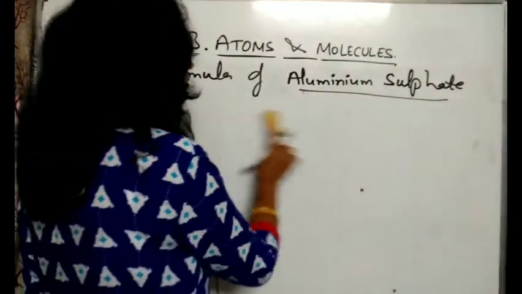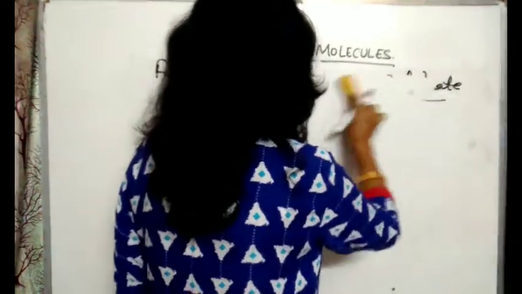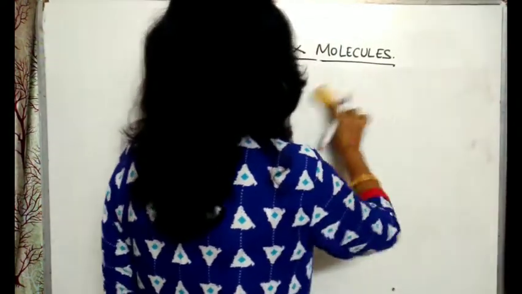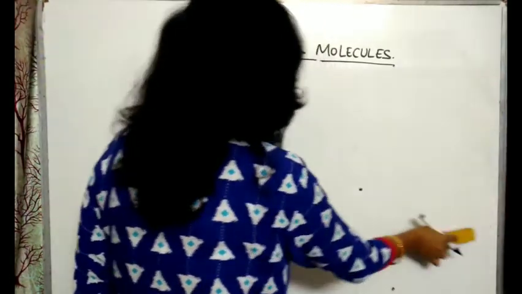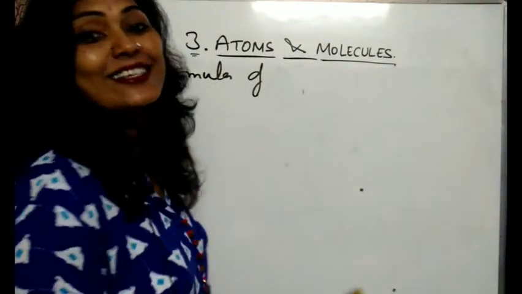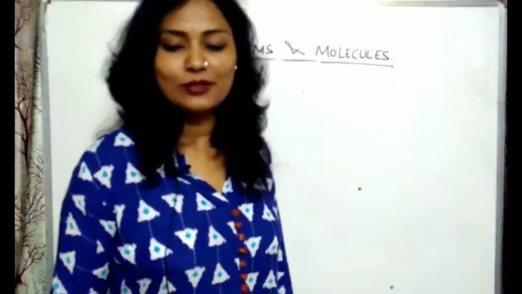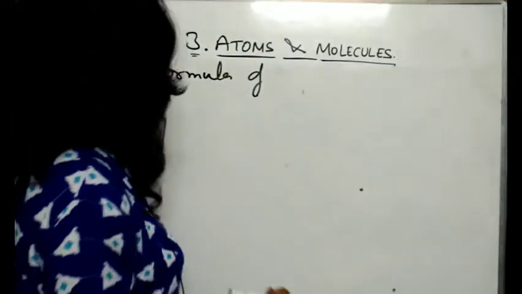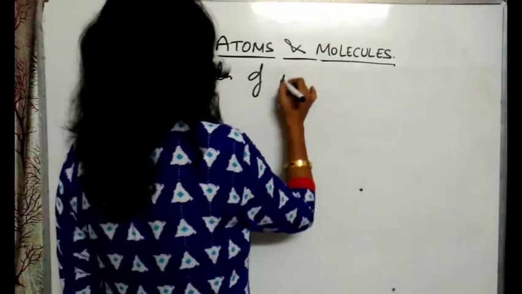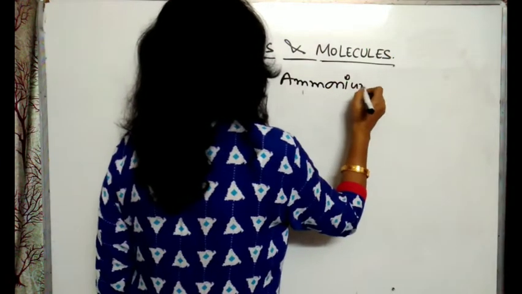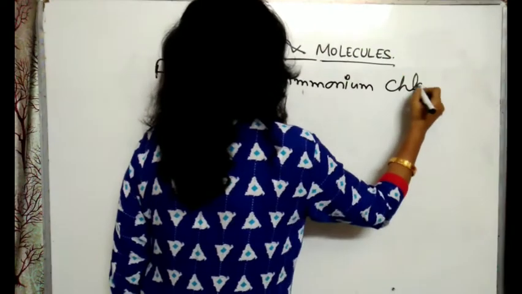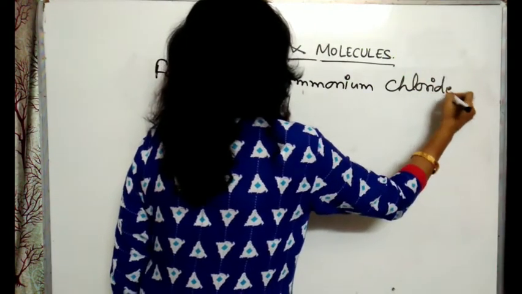We can take another formula, that of the ammonium ion. Actually ammonium is a positive ion, and it is a polyatomic ion because it contains nitrogen and hydrogen. So we can take the formula of ammonium chloride.